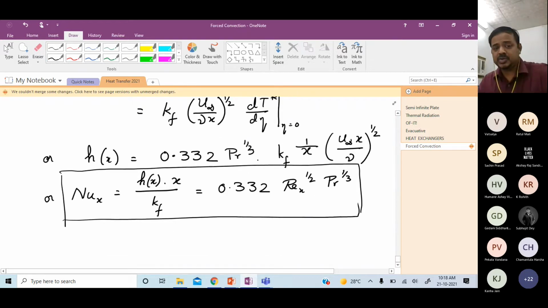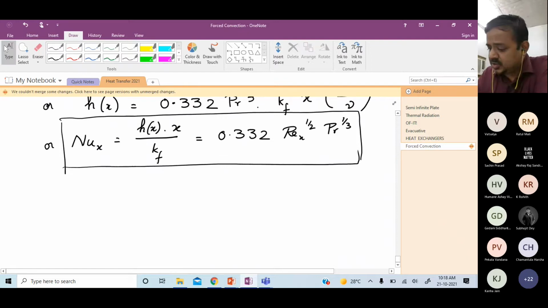So what does this help us to calculate? This is helping us to calculate. Let me draw it again.